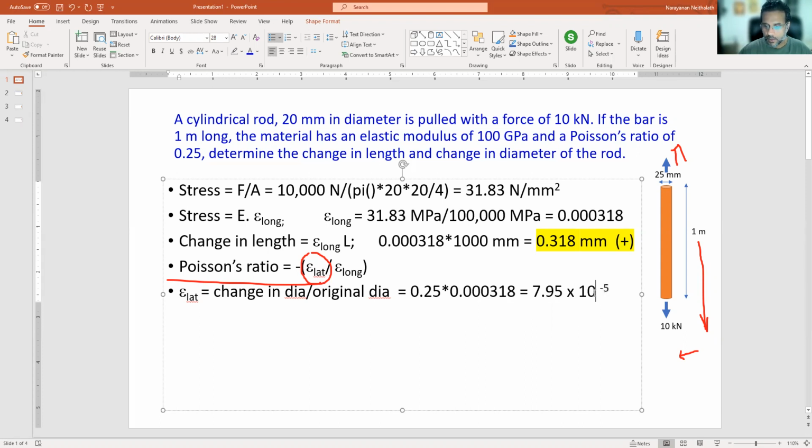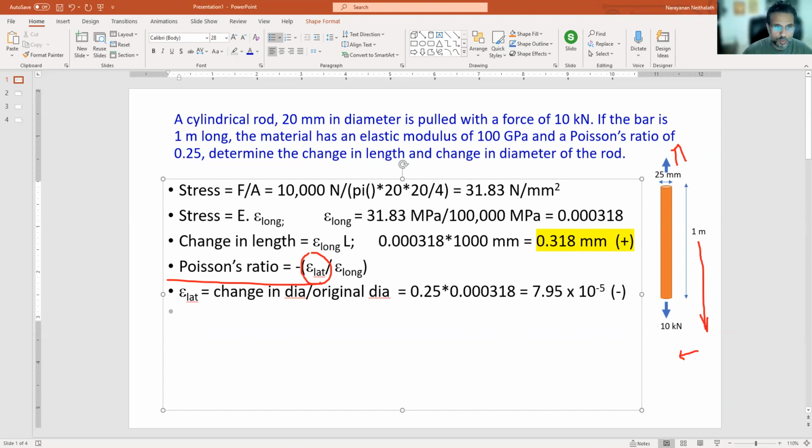So this is your lateral strain. 7.95 times 10 to the minus 5 is a lateral strain. Remember, when you're pulling down, length is increasing, so the cylinder is actually getting thinner. Therefore, this will be a negative value, right? Because the diameter is reducing. So I will put that as a negative value here. So lateral strain is known.